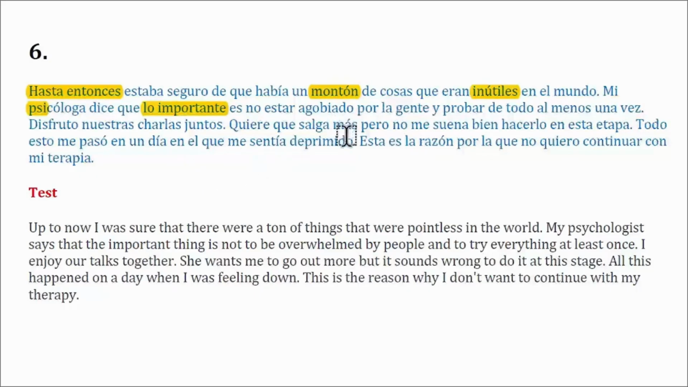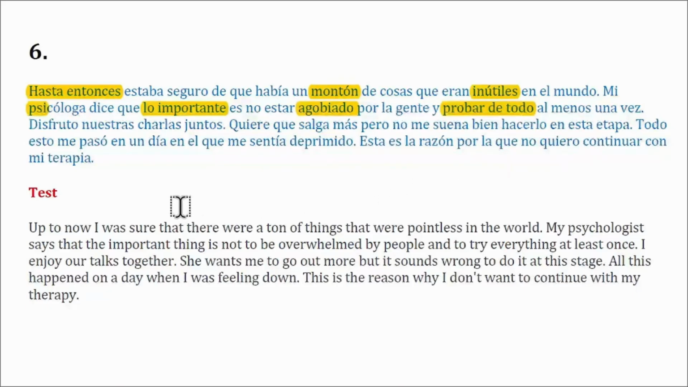The verb agobiar is to be overwhelmed. So here we have to not be overwhelmed, no estar agobiado. And then why? What's the reason to not be overwhelmed? Por la gente. Here we have the use of por. Then in the next phrase, we have y probar de todo al menos una vez. So we have numerous words or verbs meaning to try. Now, when you are tasting food or trying experiences in life, the verb to try changes to probar, and the phrase to try everything is probar de todo. And then we have at least once, al menos una vez.